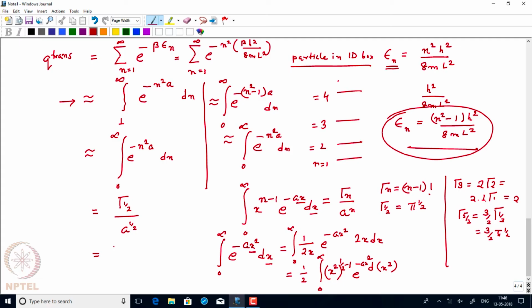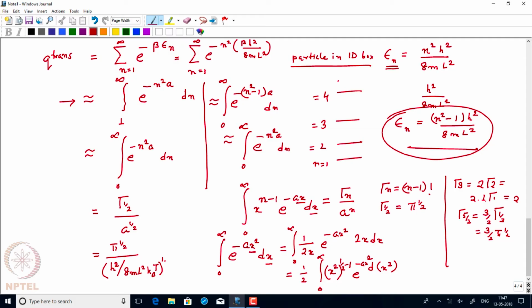Now, gamma half is root pi, and what is a? We approximated a to be this entire thing, beta h square by 8 ml square. Beta is 1 over kbT, so you can write it as h square divided by 8 ml square kbT.